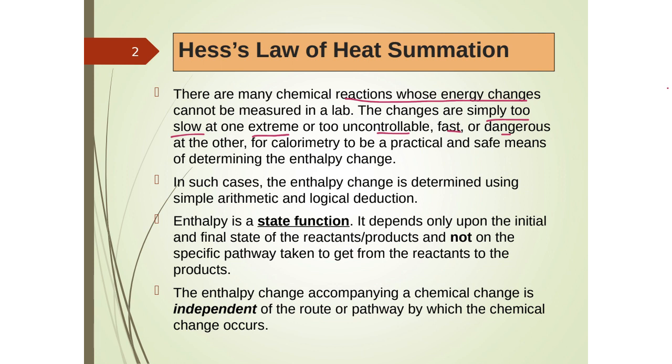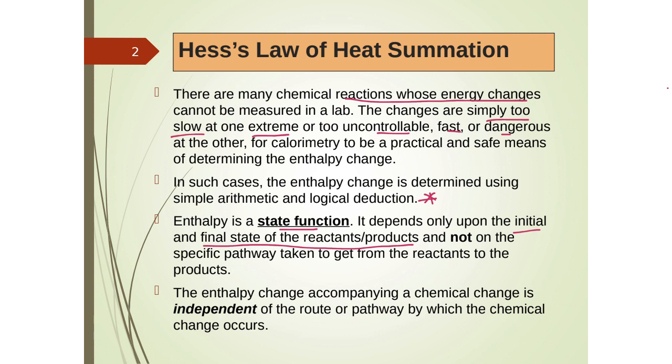So there are certain reactions that we just can't do, but we still need to isolate those enthalpy changes and figure out the amount of energy that is either released or absorbed. So in certain cases like that, the enthalpy change can be determined using math, simple math, and logical deduction. And as I mentioned on the previous slide, enthalpy is what we call a state function. So it only depends on the initial and final state of the reactants and products, not on the pathway that is taken. So we can use small subreactions in Hess's law to determine the overall enthalpy of one reaction.